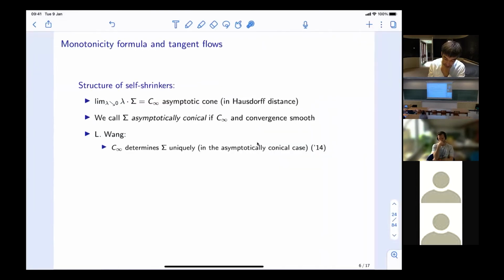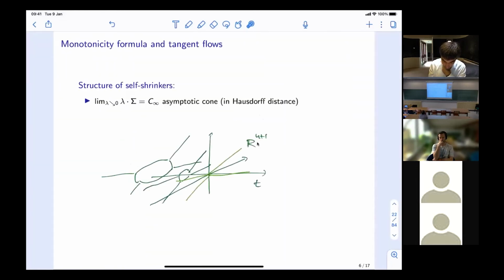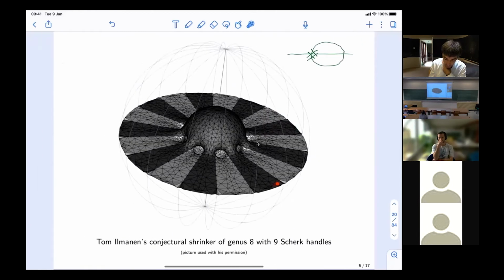Now here the interesting properties. There's a very important result of Lu Wang from 2014 that says if you are in this asymptotically conical case, then actually the cone at infinity determines the shrinker uniquely. So what does this mean? This means that for this cone here at infinity, there can only be one shrinker asymptotic to that. I remember this picture, this is what I said. This is why this can't be flat, because if it were flat, it would have to be just R^2. So it has to be wiggly.